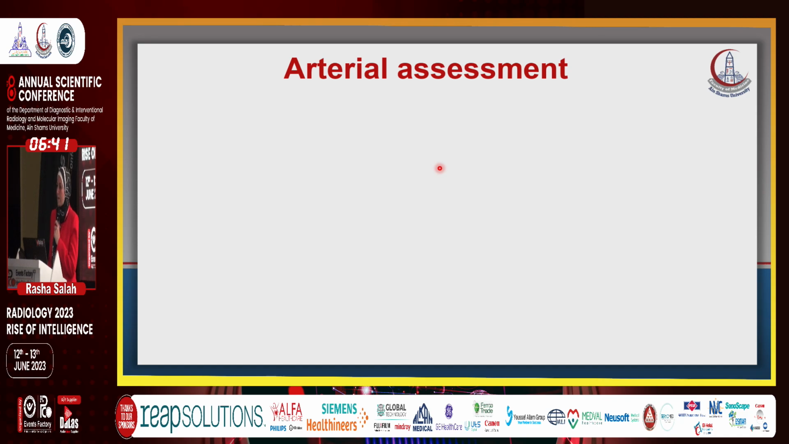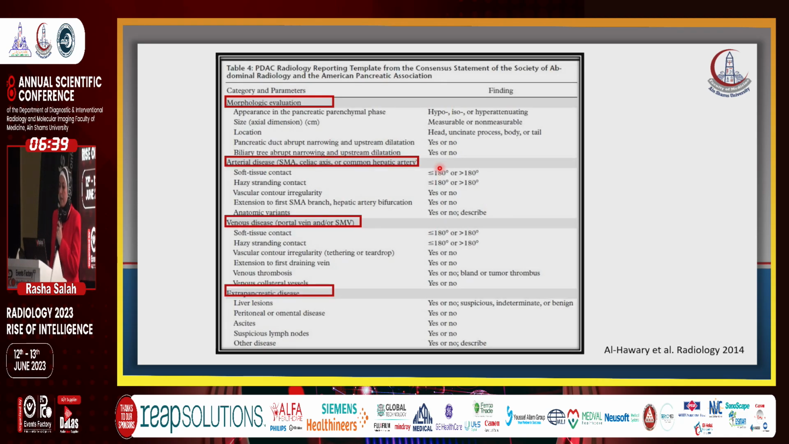First, this is the cornerstone in our reports: we assess the morphological appearance of the tumor, the location of the tumor, and the size of the tumor. This is very easy and all of us can do it. The next step is the proper evaluation of the vascular relation of the tumor. The important vessels around the pancreas include the celiac trunk, SMA, SMV, portal vein, and also the hepatic artery.